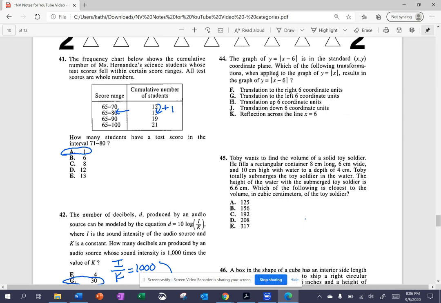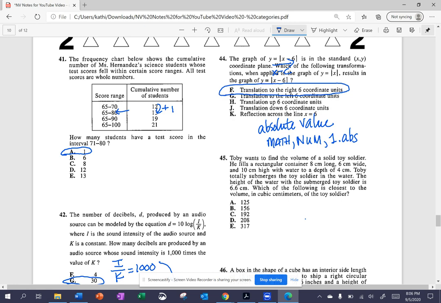Okay, so this is the horizontal transformation. So this is x minus c. And when I'm doing x minus a number, I am moving to the right. If I want to put this in the calculator and look, absolute value is under math on your calculator, number 1. A lot of students will ask me where that is in class. So I'm moving to the right 6.